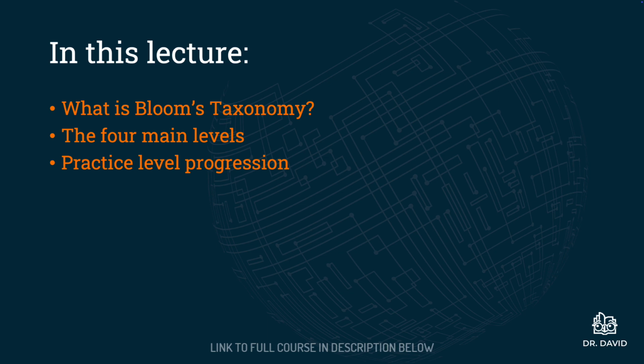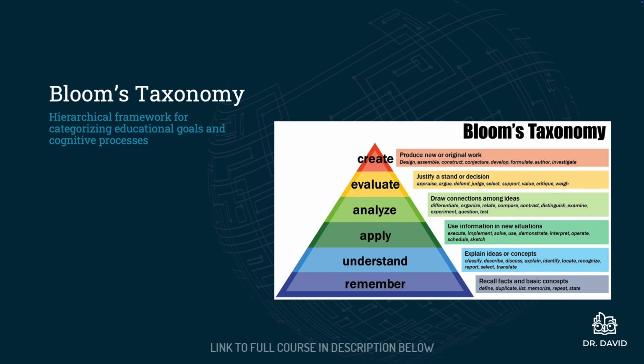I'm referring to that here as practice level progression. How can you progress through the four levels of the taxonomy that IAPP is going to test you on? Here on the right-hand side, I have an image of Bloom's taxonomy. If you enter Bloom's taxonomy or Bloom's revised taxonomy into your search engine of choice, you will see a bunch of different pyramids that all look more or less the same.